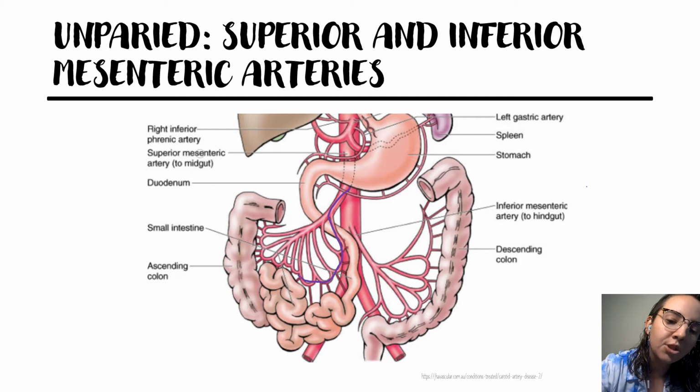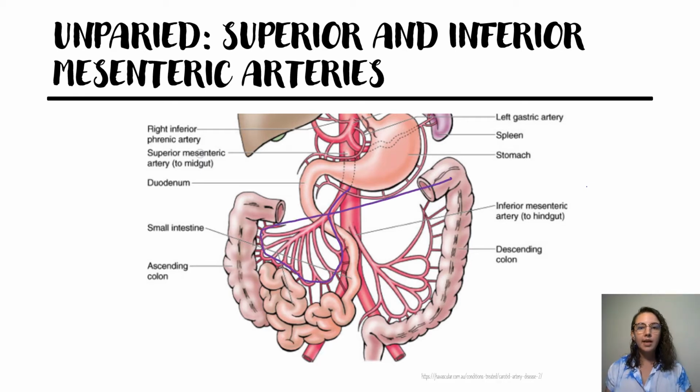Next, we have the superior mesenteric artery, which supplies the midgut, going to the lower part of the duodenum, the jejunum, ileum, ascending colon, as well as the transverse colon. Next, the inferior mesenteric, which is the hindgut, goes to the descending colon, the sigmoid colon, and the rectum.